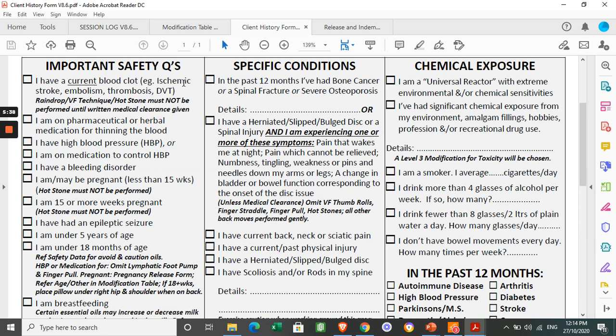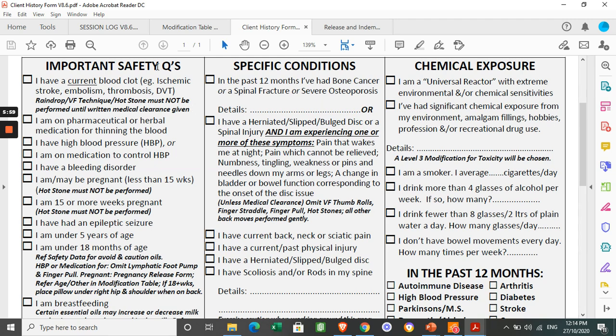If your client has any one of those situations, underneath that in bold italics, it tells you what you must do. Raindrop or VitaFlex technique or hot stone must not be performed until written medical clearance has been given. There's no exceptions with that, okay?